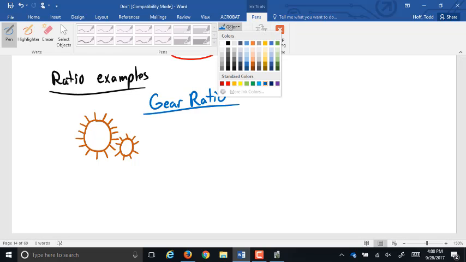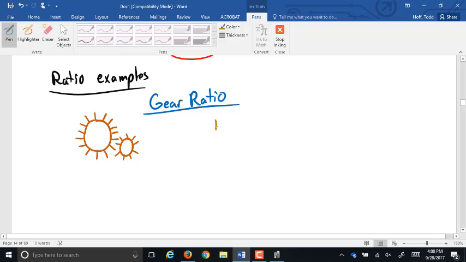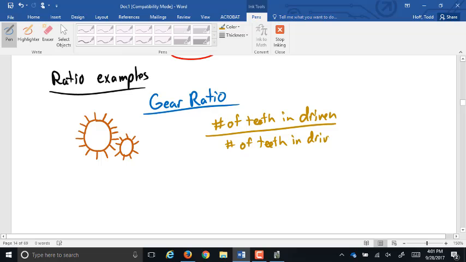Gear ratios are the number of teeth in the driven gear compared to the number of teeth in the driving gear.